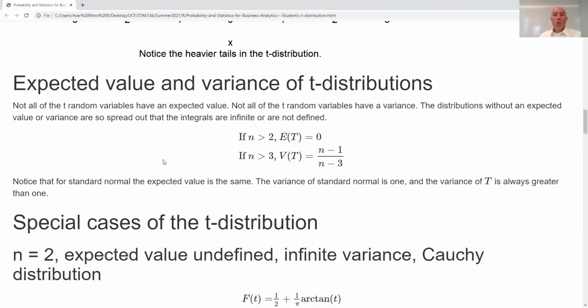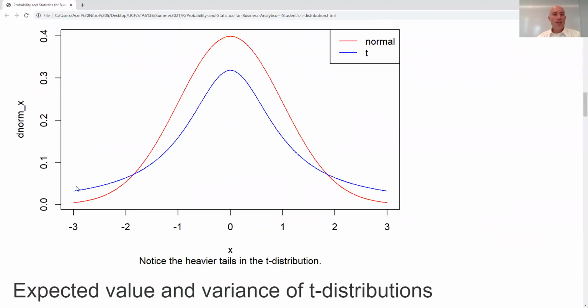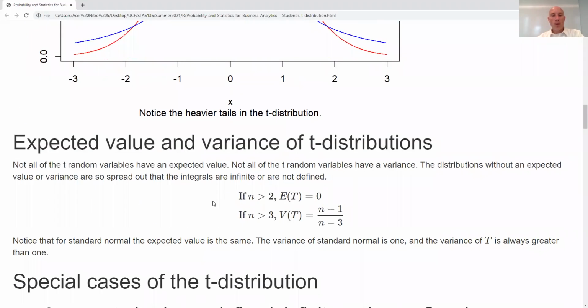All right, so it works out that if I was to take the integral from negative infinity to positive infinity of the blue curve, there's so much mass far out that the integral is not defined. The calculus doesn't work out. Okay, so if n is greater than 2, then the expected value is 0. But if n is equal to 1 or 2, then there is no expected value because the mass is so spread out.